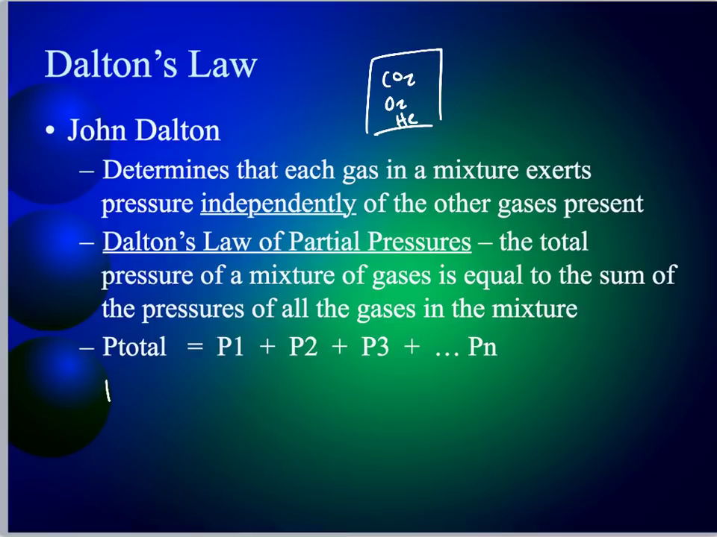Okay, so what this looks like is the total pressure is the pressure of gas 1 plus the pressure of gas 2 plus the pressure of however many gases you have. So if you've got 15 gases there, you have 15 pressures to add up. So that's what that looks like. So it means you may have to find pressures of individual gases.